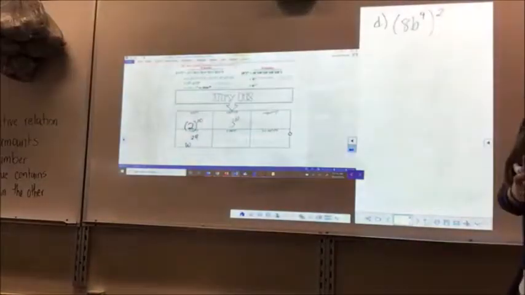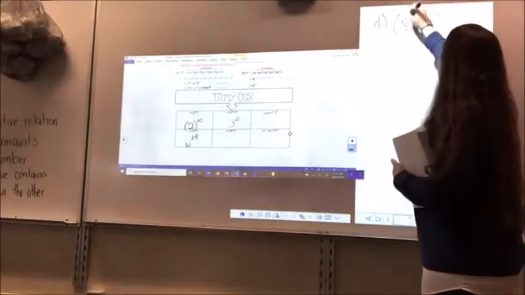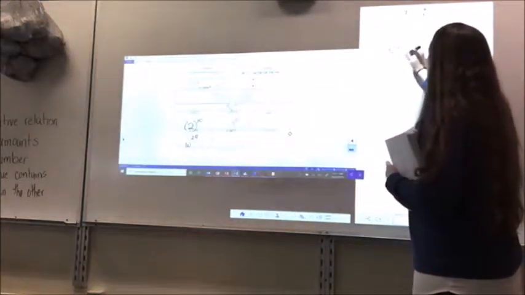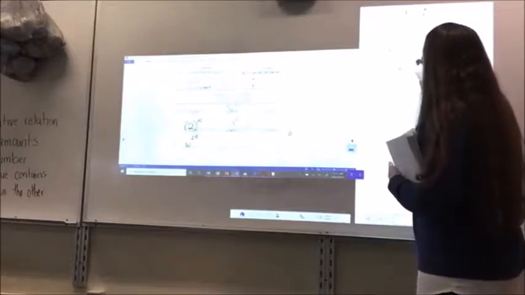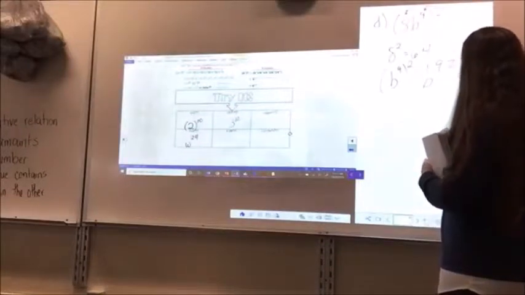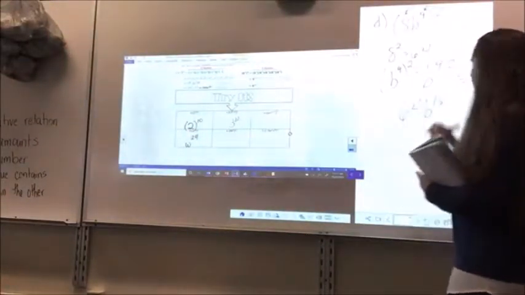Letter D says (8b to the 9th) squared. So again, I need to distribute that 2 into each one. Okay, so 8 squared is 64, and then b to the 9th squared is really saying b to the 9 times 2, which is b to the 18th. So I should get 64b to the 18th.